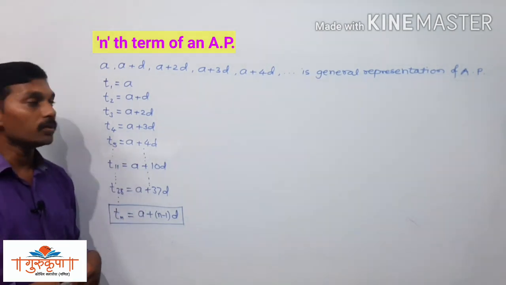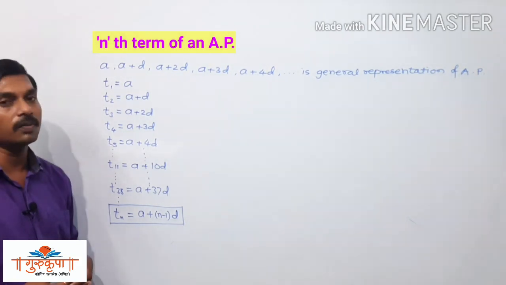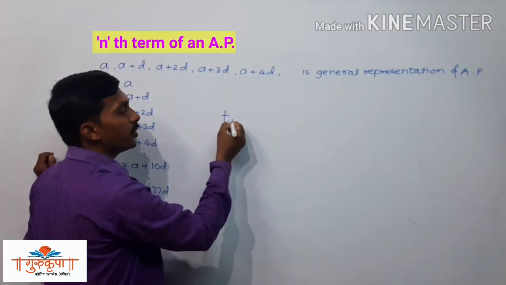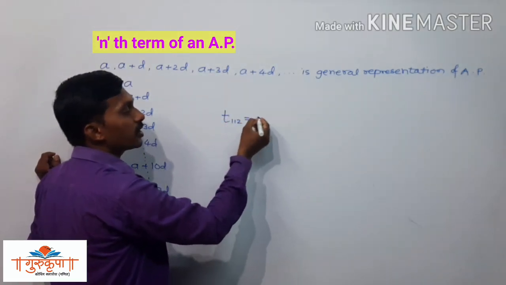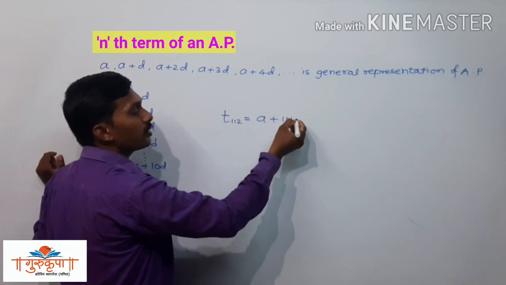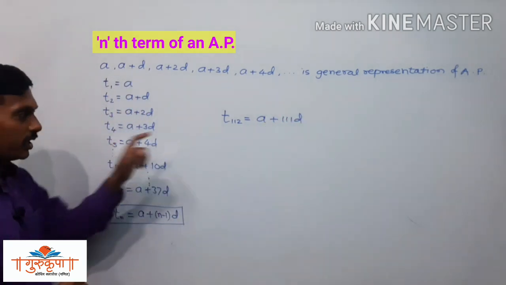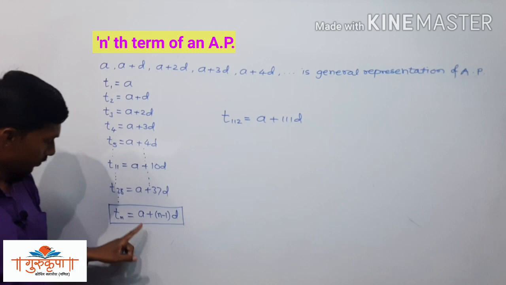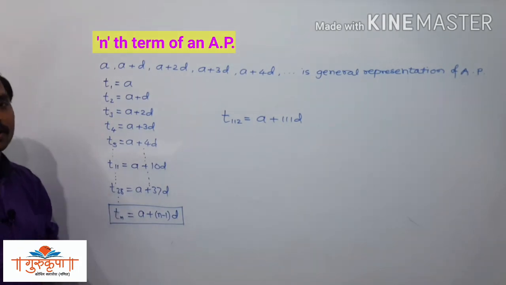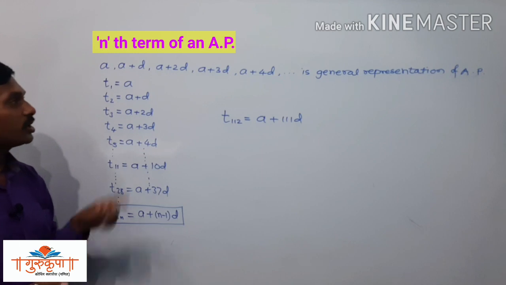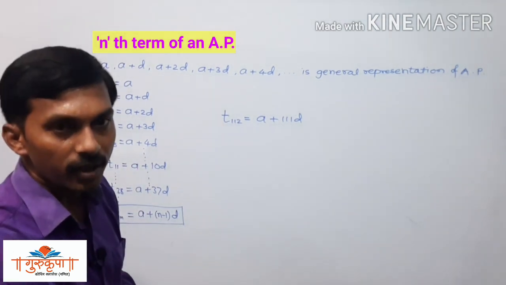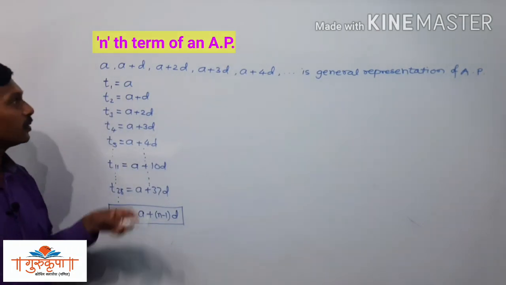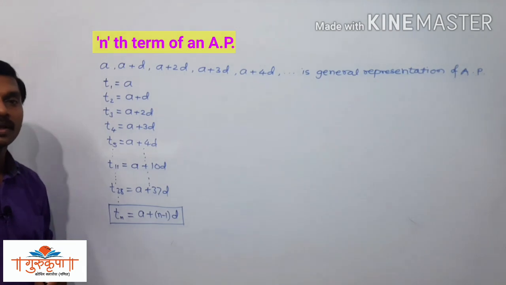Suppose I told you to write the 112th term of the AP. Then how can you write the 112th term? You can write T112 is equal to a plus 111d. That is, Tn is equal to a plus n minus 1 into d. We have to use this formula to find any term of the given AP. So this is all about the nth term of an AP. Now we will study practice set 3.2, which depends upon this concept, the nth term of an AP.